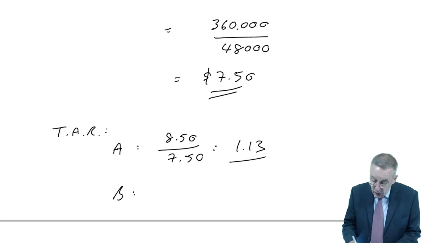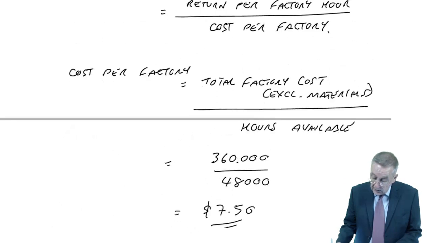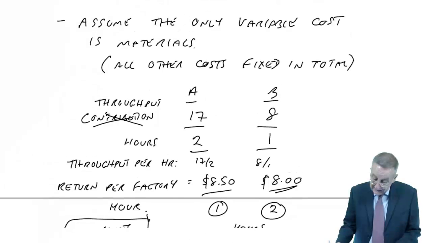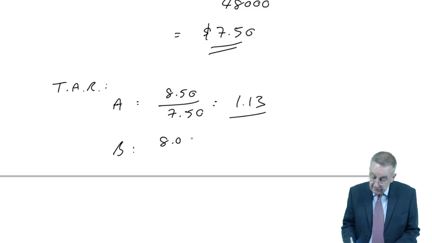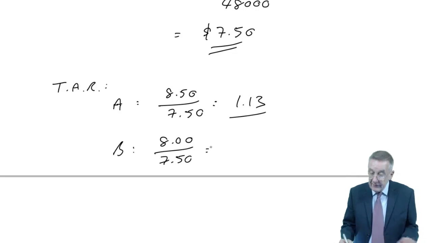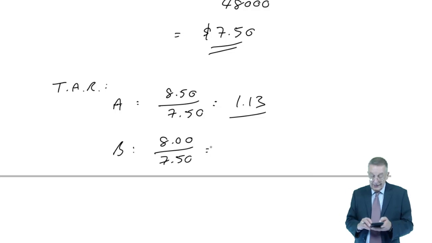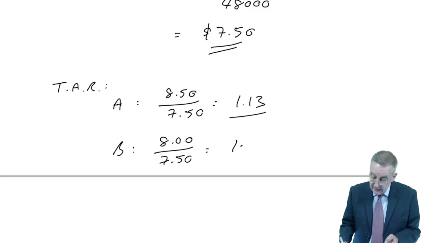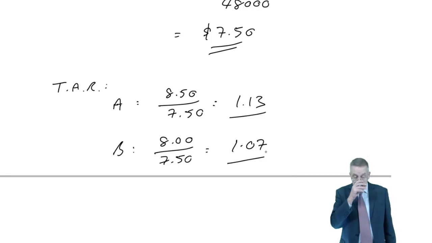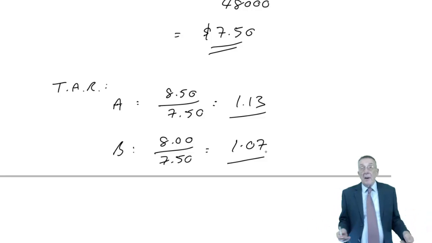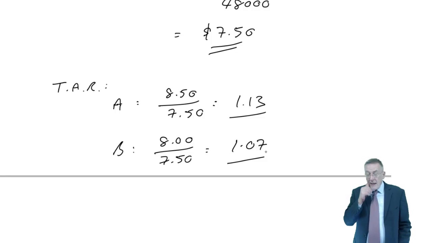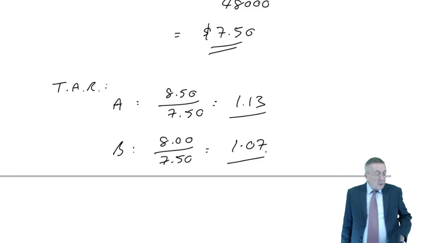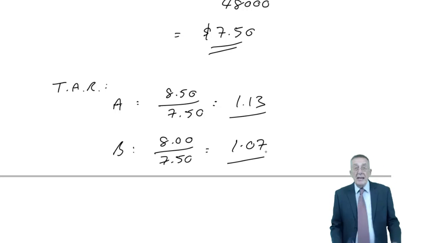What about B? The throughput, the return per factory hour, was $8. Again, the cost per factory hour is $7.50. And so the ratio is 1.07. And again, I could make it longer by having a third product, a fourth product, but that would make it harder. It obviously just takes a bit longer. So arithmetically, I hope that's okay. And as I said, it's a question of learning those definitions.